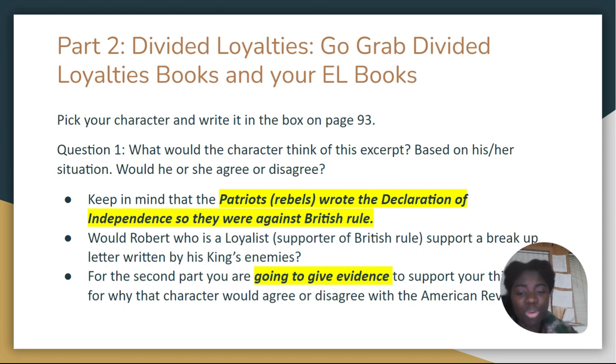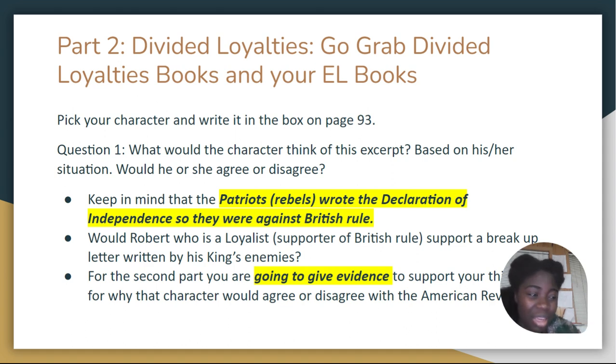So if they wrote the Declaration of Independence, that means they were against the British rule. So let's talk about the characters. You've got Robert and Mary, who are loyalists. Dad Robert, Mom Mary. Then you've got the kids. Abigail is definitely a patriot. And then William is definitely a patriot because he went to fight for the rebel cause, the patriot cause in the war. So you have to ask yourself, who am I going to pick?